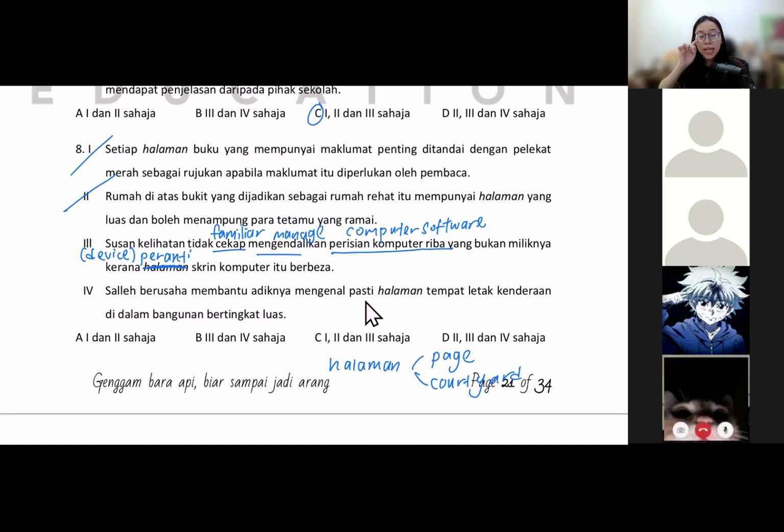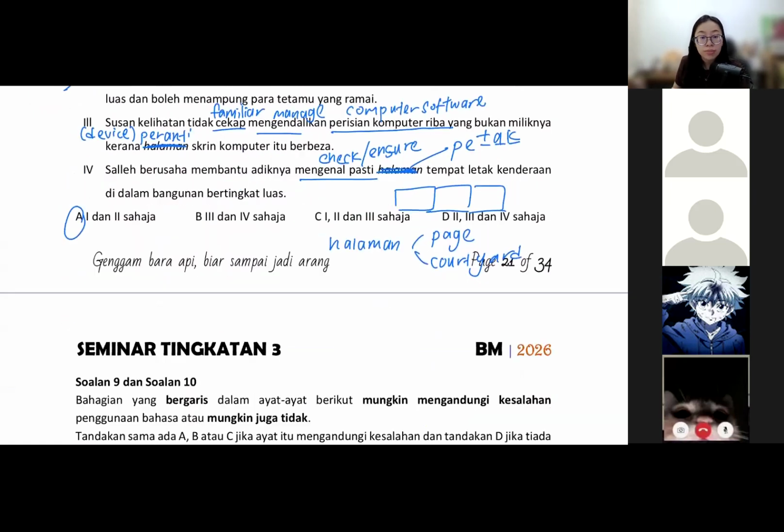Okay, number 4. Saleh berusaha membantu adiknya, which is they put effort to help the kid, adik mengenal pasti, to check, to ensure. We don't say halaman tempat letak kenderaan. Normally, we have one box for the parking one. What is it called? Say PE. Peta, yes, correct. Peta tempat letak kenderaan. So the answer is 1 and 2. Number 8 is done. Now we go for the next one.